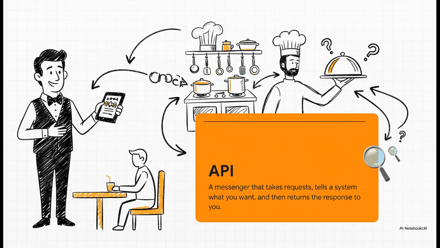And that right there is exactly what an API is. Yeah, the acronym stands for Application Programming Interface, but forget that. Just think of it as a messenger. It's the waiter, the one who takes your order, sprints to the kitchen, tells the chefs precisely what you want, and then hustles that finished dish right back to your table.